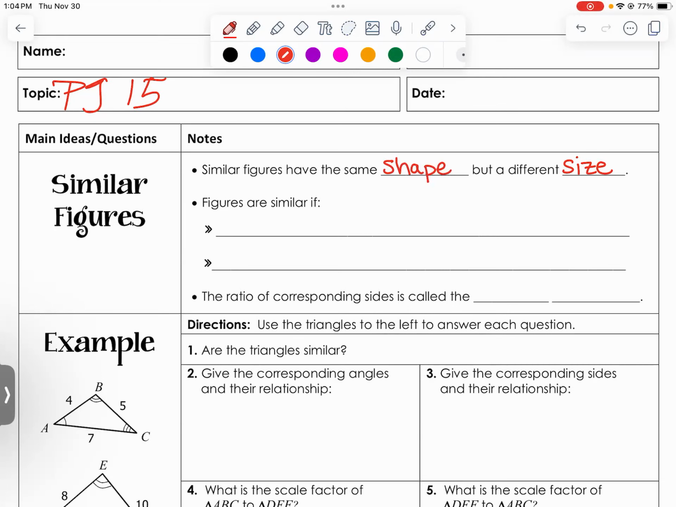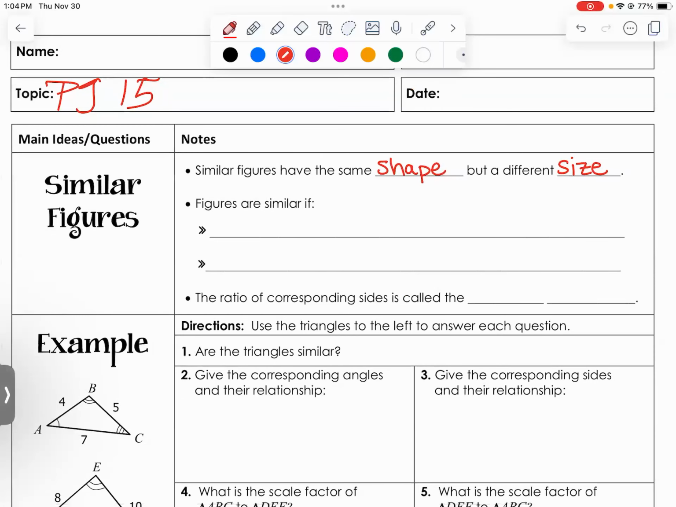It says it right here. Okay. Now, figures are similar if two things are happening. First of all, their corresponding angles need to be congruent. So their corresponding angles are the same.